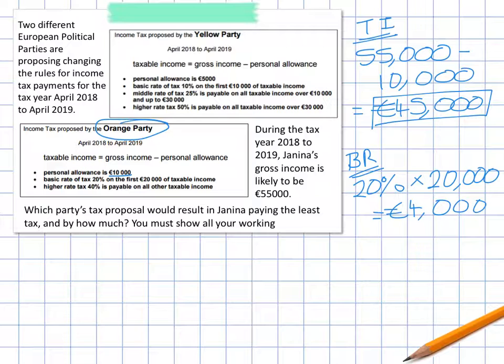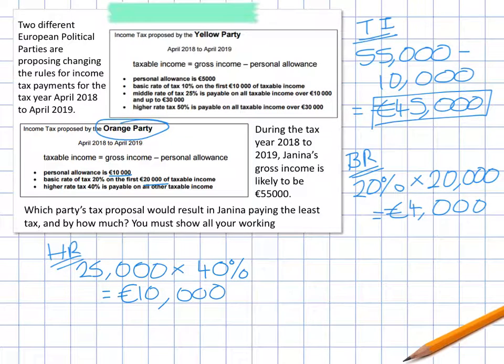Then there's no middle rate for the orange party, we go straight up to the higher rate, and that's paid on all the other taxable income. So we've gone up to 20,000, but in total we had 45,000 taxable income. So I've got 25,000 that I haven't paid tax on yet, so that's going to be at the higher rate. So 25,000 times by 40% comes out to be 10,000 euros. So altogether, that's going to give us a total tax of 14,000 euros.